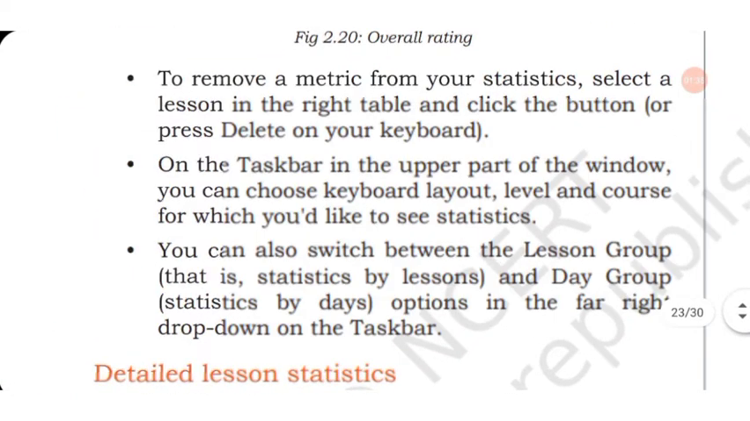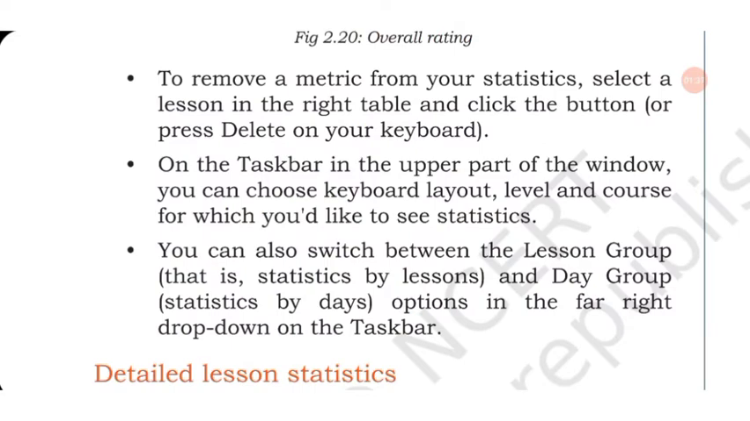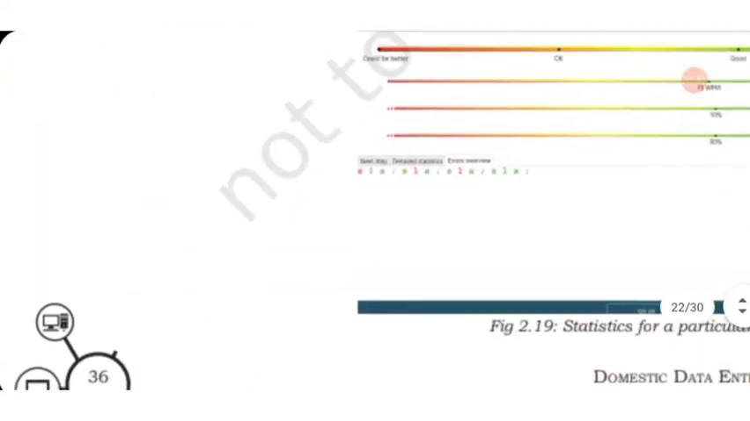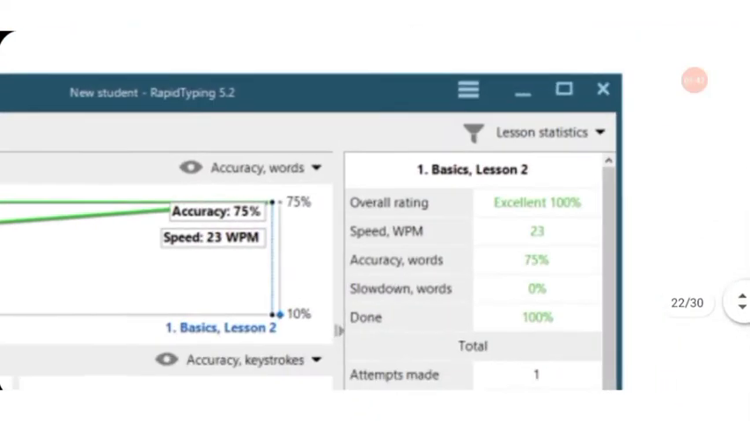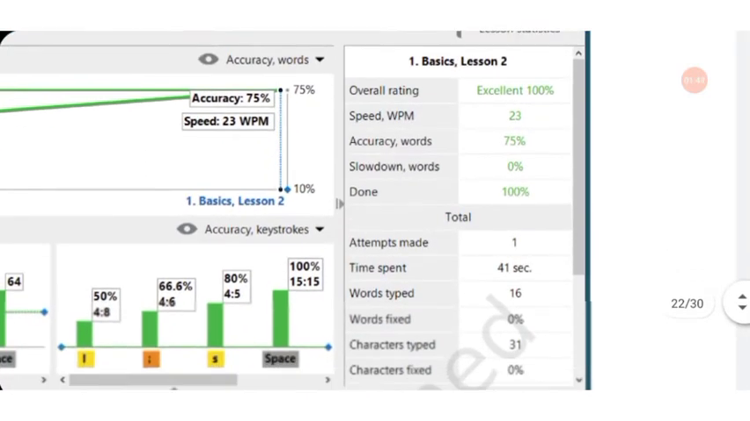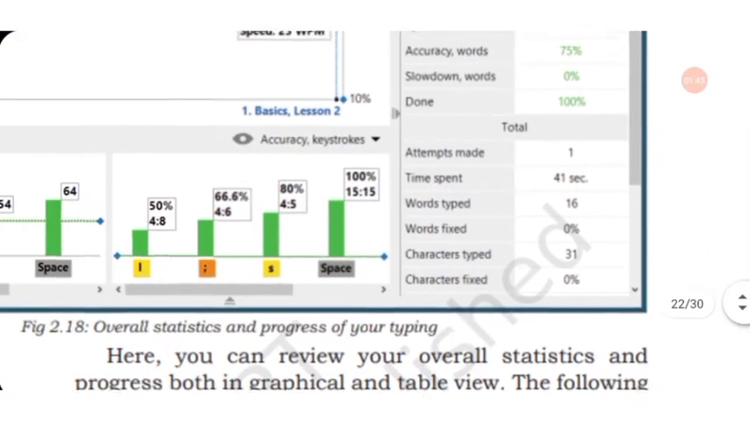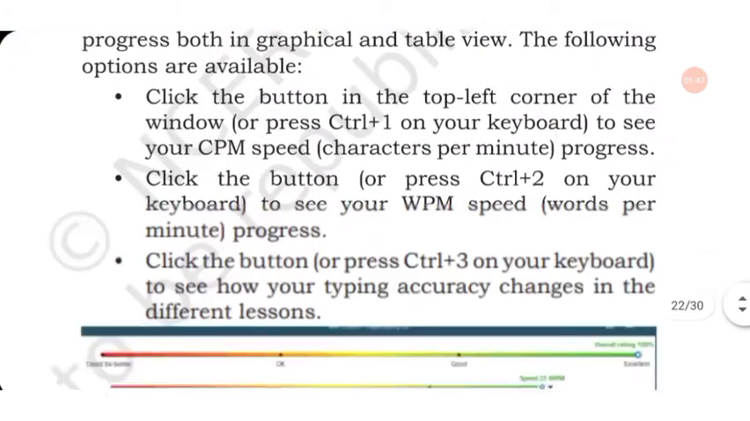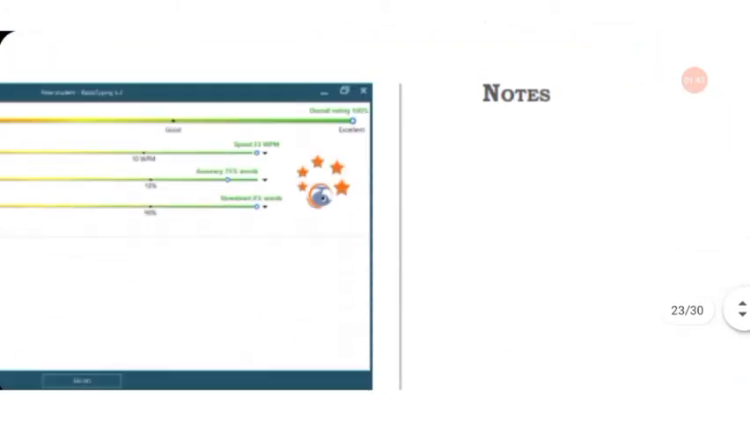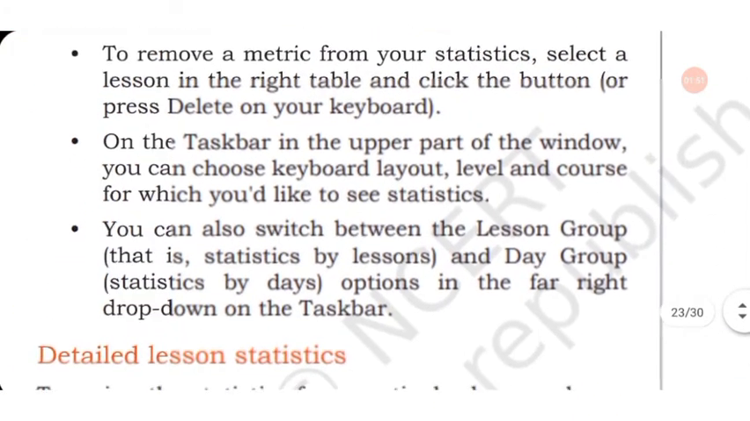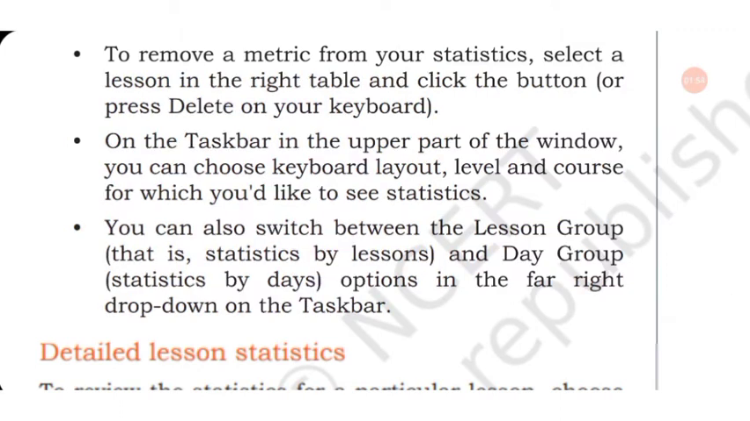Then if you want to remove a metric from your statistics, suppose these are the metrics, that is overall rating, speed. So if you want to remove these metrics, then you can select a lesson in the table and click the button, or press delete on your keyboard.